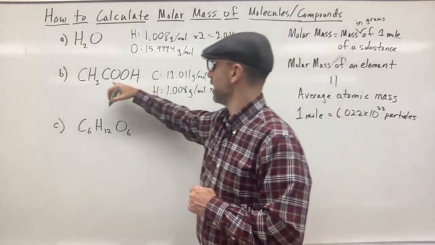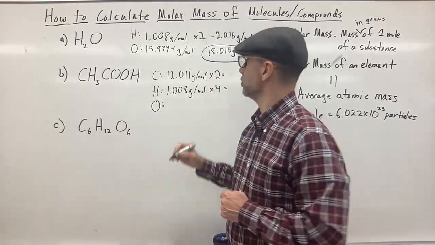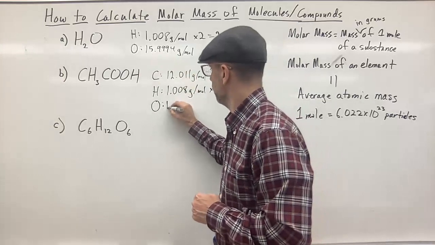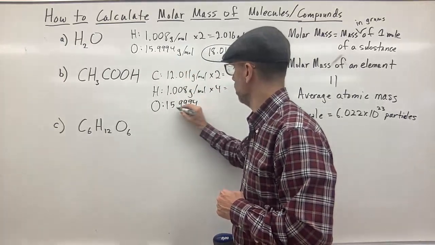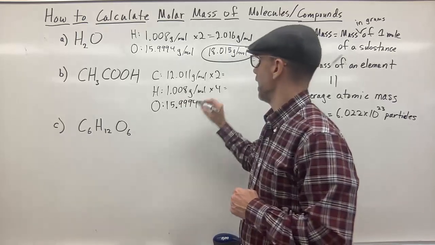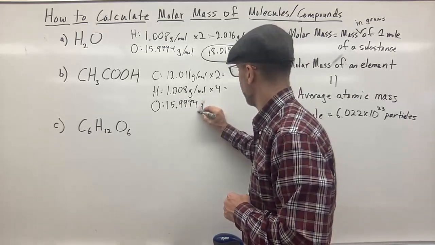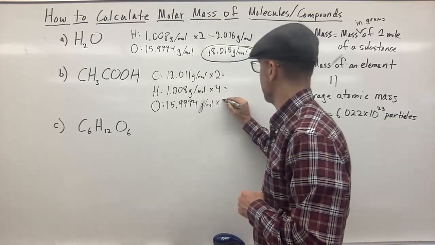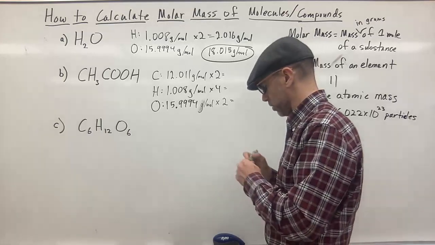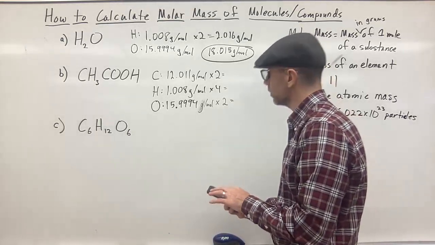And then finally, I have my oxygen. If you look up oxygen, again, we have 15.9994 grams per mole. And I have 2 of them this time. And I'm going to multiply that by 2, and I'll get some number. So let's go ahead and calculate that out.